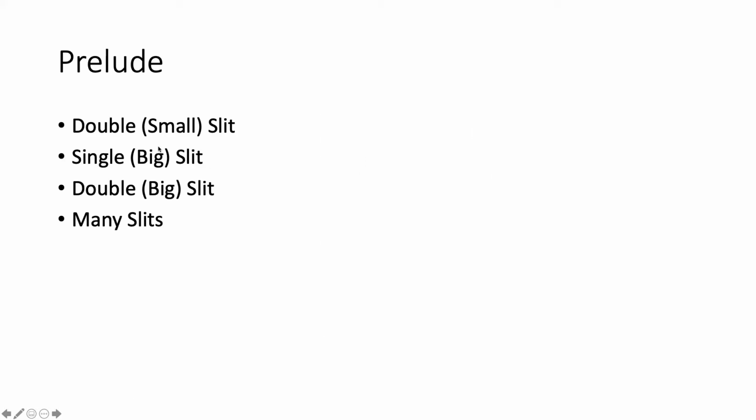So this is a small summary first. I'll go through a simple example of a double small slit and then a single big slit. Then we'll see what happens when we combine the two cases and get a double big slit, and after that I'll go on to discuss many slits.